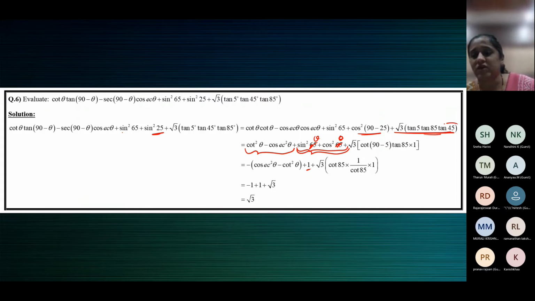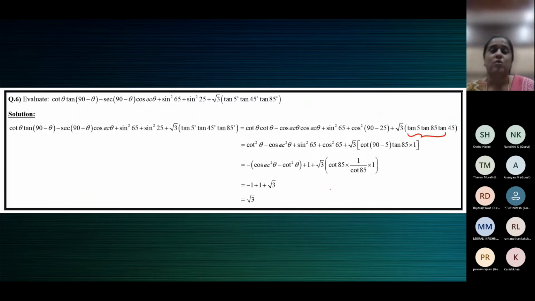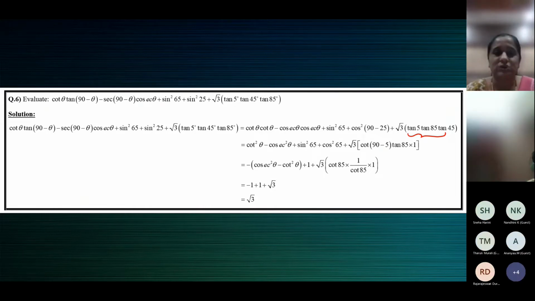So here tan 45 degrees, standard angle, is 1. So that also we have the value. Root 3 is a constant. Root 3 is root 3. So nothing to do there. So we have to work on tan 5 and tan 85. Why did we group tan 5 and tan 85? Because 5 plus 85 is 90. So we group the ratios where the angles add up to 90 degrees. So we group tan 5 and tan 85.